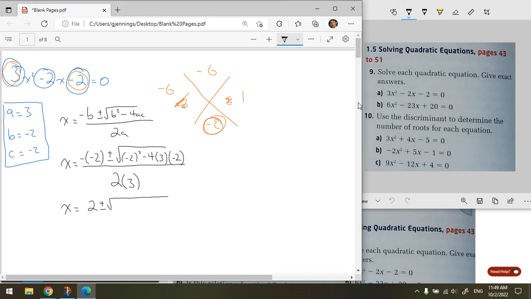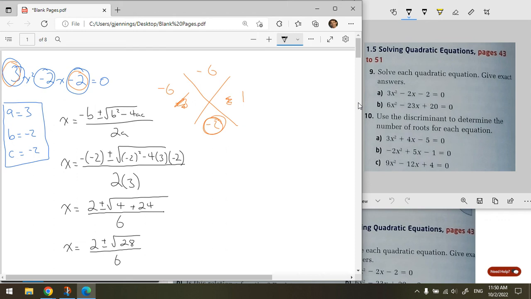Negative 2 squared, 4. Minus 4 times 3 times negative 2. Two negatives in this problem, minus 4 and minus 2. So this is going to be plus 24. Okay, 4 times 3 times 2 is 24. The answer is positive because there's two negatives there, all divided by 6. X is equal to 2 plus or minus the square root of 28 all over 6.